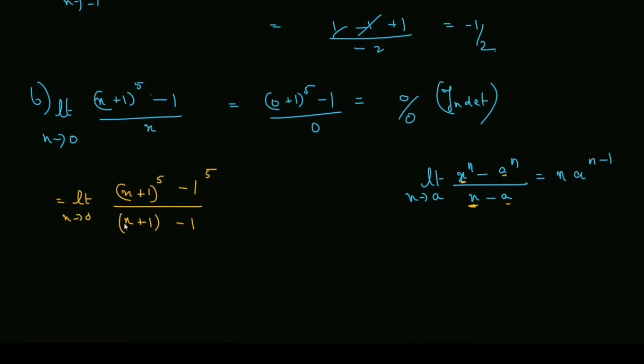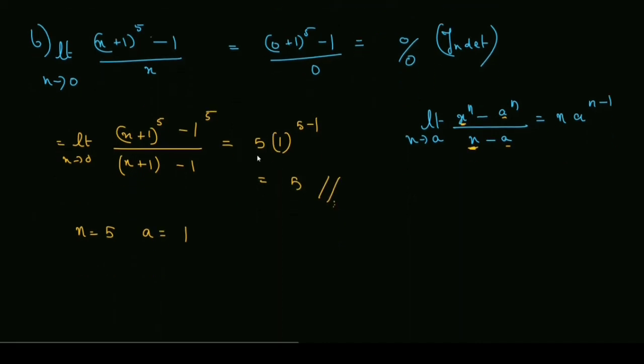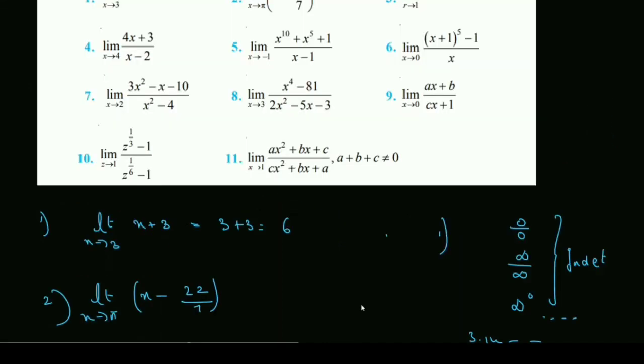And when I put x is 0, it is becoming 0 by 0. Okay, so bring it like that. So now write this formula, n into a power n minus 1. Your n is 5 and in the place of a you have the constant 1. So n is 5, 1 power 5 minus 1, that is 5. So 5 is the answer. So this is how you should do, or you can take x plus 1 as y.